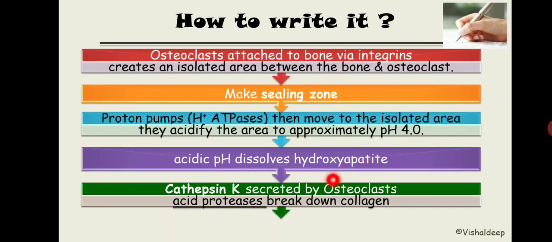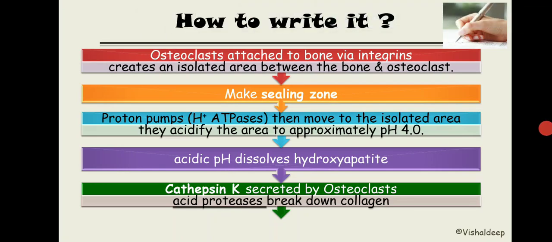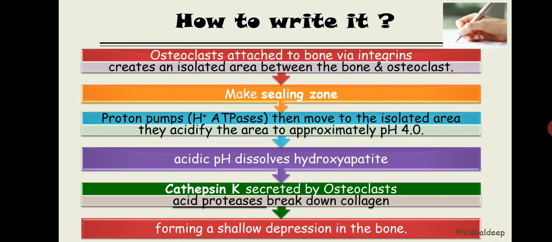Now here's the thing: once cathepsin K breaks down the collagen, a breakdown product is produced. The name of that breakdown product is pyridinoline. Let me repeat one more time, the breakdown product is pyridinoline. That pyridinoline is measured in urine as an index of the rate of bone resorption. I have not mentioned that in this slide, but you can write it down somewhere. The breakdown product of collagen is pyridinoline. Let me give you the spelling, pyridinoline. Right, and by the breakdown of organic and inorganic products, they form a shallow depression in the bone.